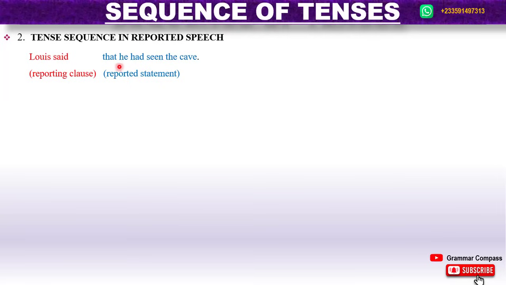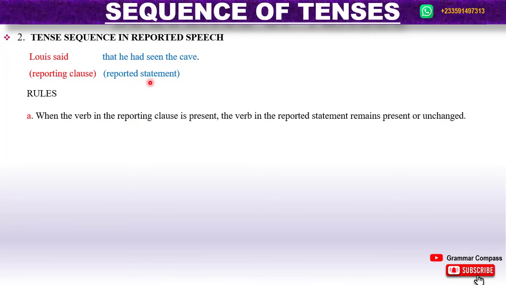Louis said that he had seen the cave. Louis said is the reporting clause. The verb here is past. That he had seen the cave is what Louis said. So this is the reported statement. Have you seen the verb form? What is the tense sequence in reported speech? Let us have these rules.